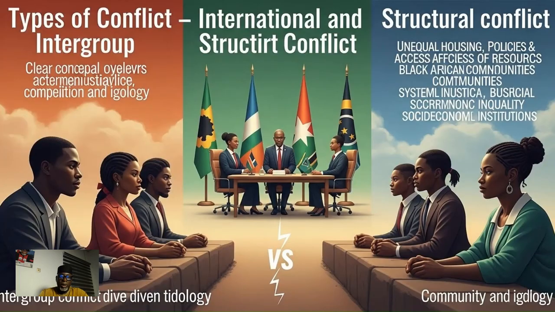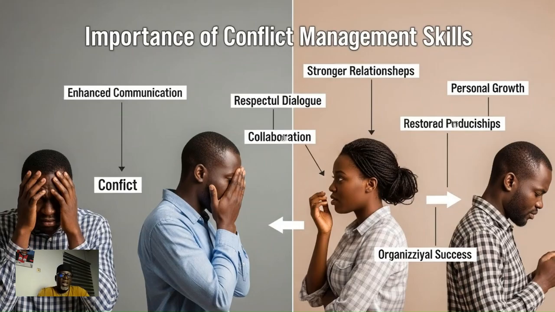And the fifth one, we can look at structural conflict. Structural conflicts are conflicts arising from systemic inequalities or institutionalized injustice within societies. Examples include racial discrimination, even gender inequality, and socio-economic disparities. These are the types of conflict.